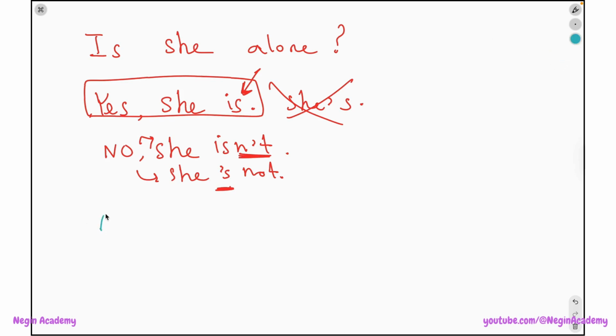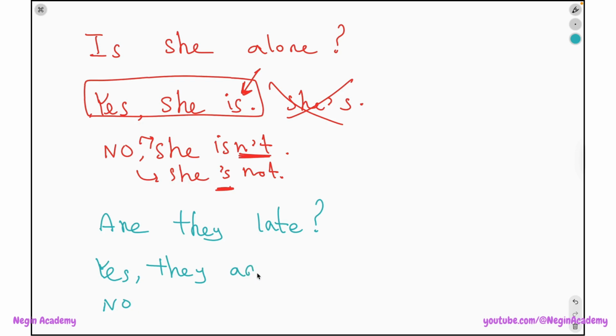Next example. Let me change the color. With this one. Are they late? Are they late? Again, yes or no? I mean, all ears, guys. Answer this question. Are they late? Perfect. Yes, they are. Yes, they are. Exactly. Perfect. We couldn't say yes, they're. It's completely wrong. Only full form for short positive answers with to be verbs.